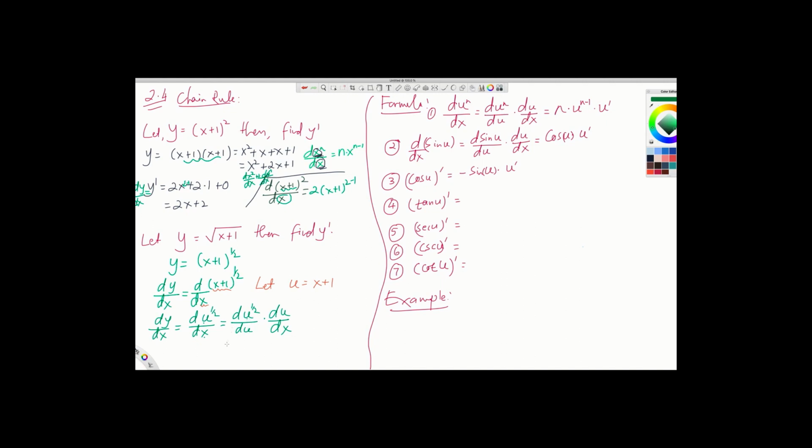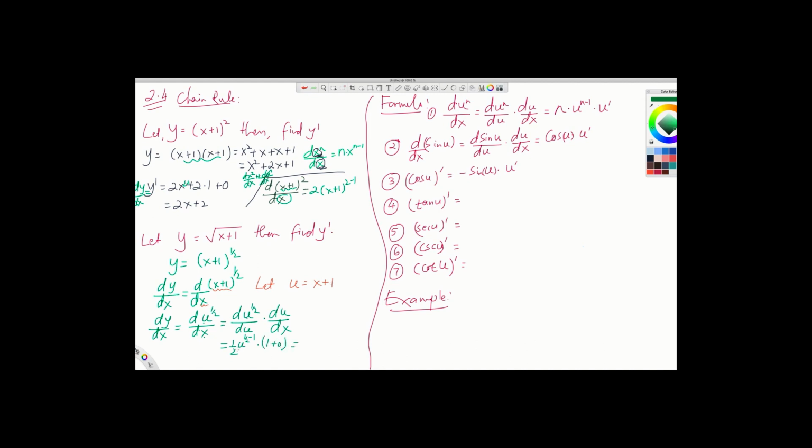Now look at this. What is the derivative of that? You use the power rule: 1/2 u to the 1/2 minus 1, times the derivative of u with respect to x. You find the derivative of x and 1 separately. The derivative of x is 1. The derivative of 1 is 0. So that is just 1 plus 0.